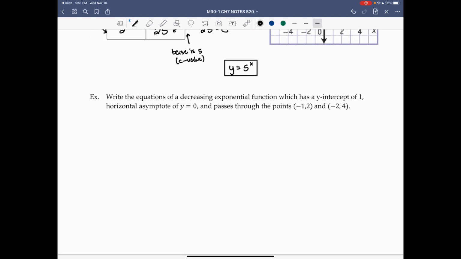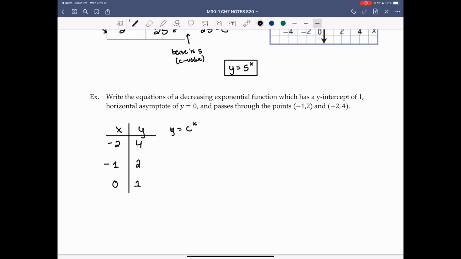Example, write the equation of a decreasing exponential function which has a y-intercept of 1, horizontal asymptote of y equals 0, and passes through the points (-1, 2) and (-2, 4). We can do exactly as we did above, make a table of values. Go from lowest to highest with your x values, so (-2, 4). Then (-1, 2). Then we have the y-intercept, which is an x value of 0, and it says the y-intercept is at 1. Our function is y equals c to the power of x.